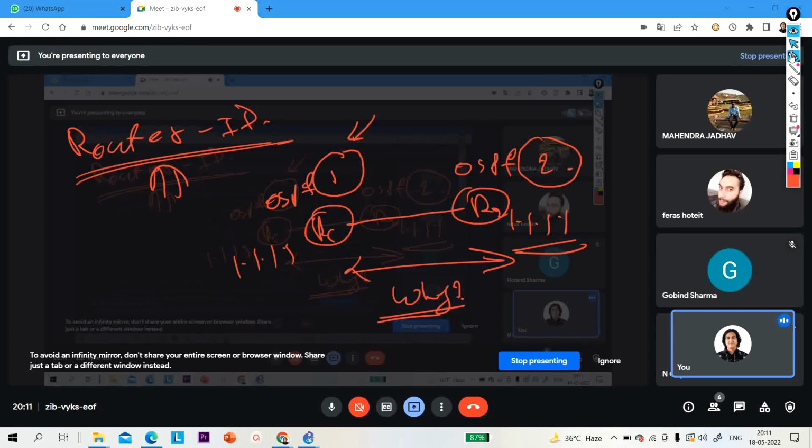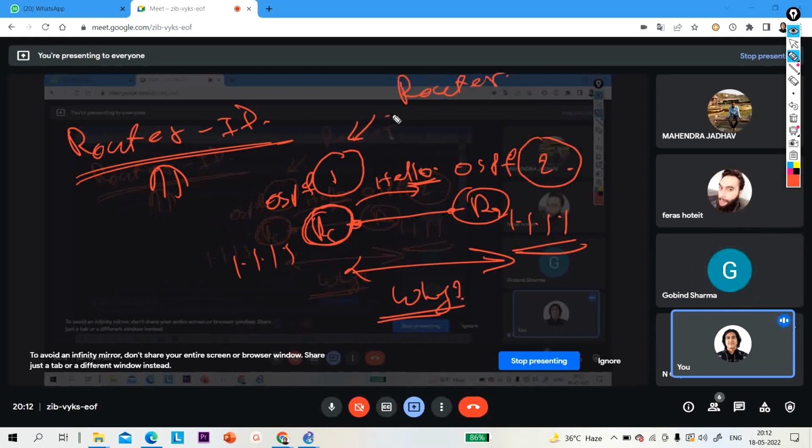See, when I configure OSPF on this router and advertise this interface in OSPF, this router will start sending hello messages from this interface. Am I right? And when R2 receives this hello message, what will R2 check?